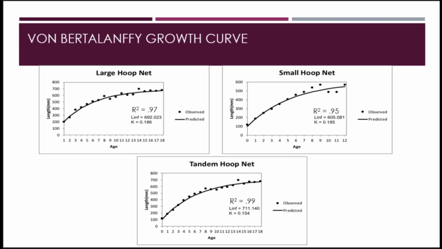So when we look at the von Bertalanffy growth models generated by all 3 of these gear types, we see that there's pretty good fit, but there's implications here. The L infinity, when we look at the large hoop net, is 692. But for the small hoop net, it's 605. K is about the same for both, but our L infinity is very different. And then again, somewhere in that happy medium, when you put the 2 together, we get a whole different L infinity value of 711, and it's a tighter fit there in our von Bert.